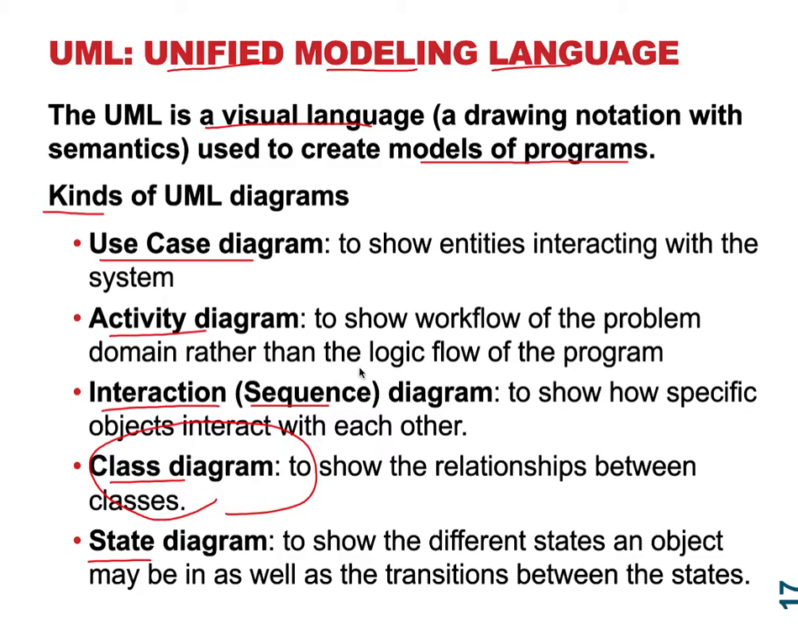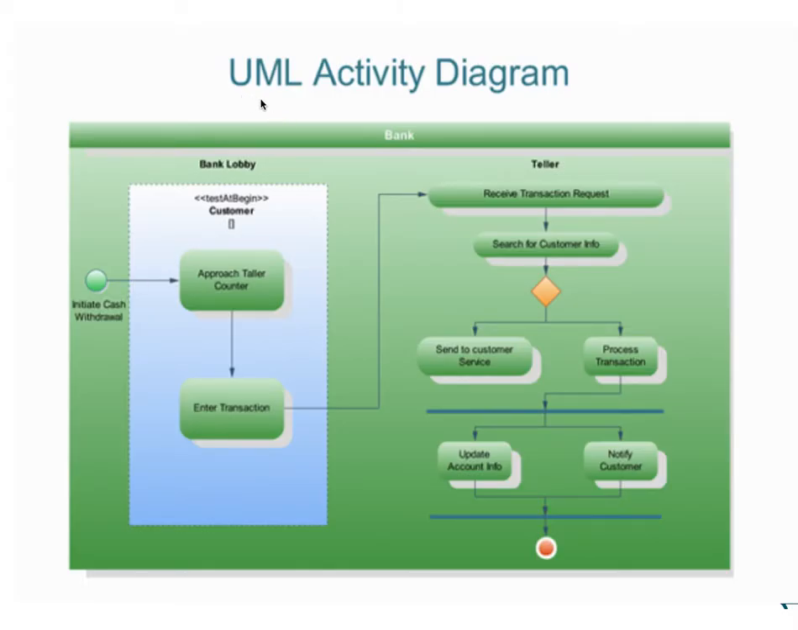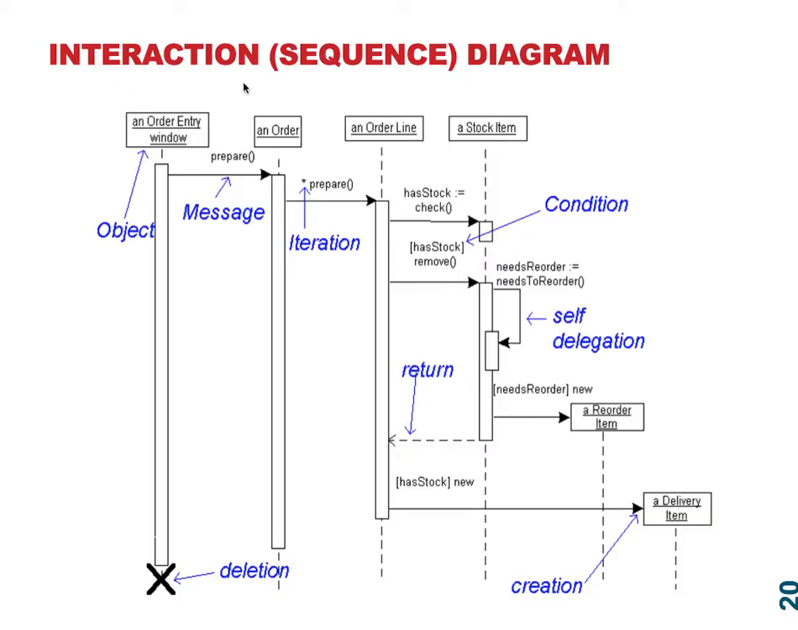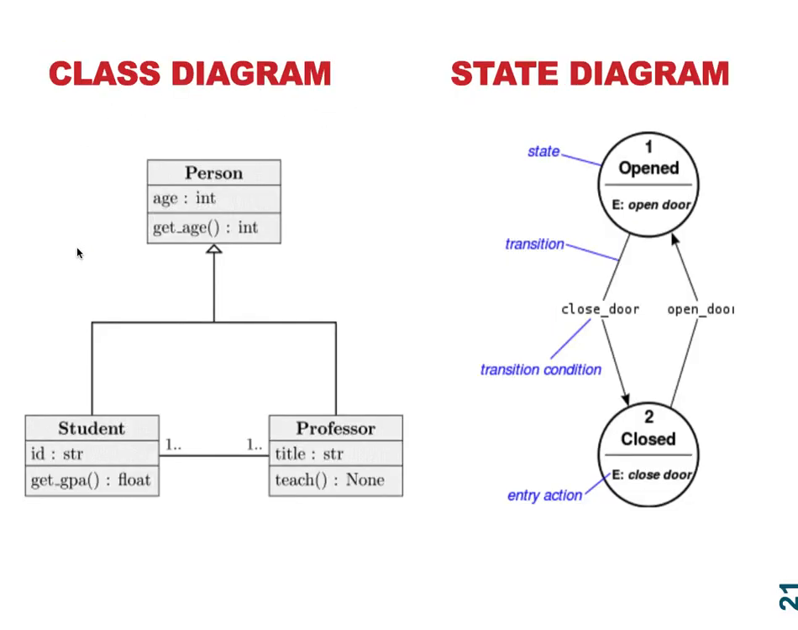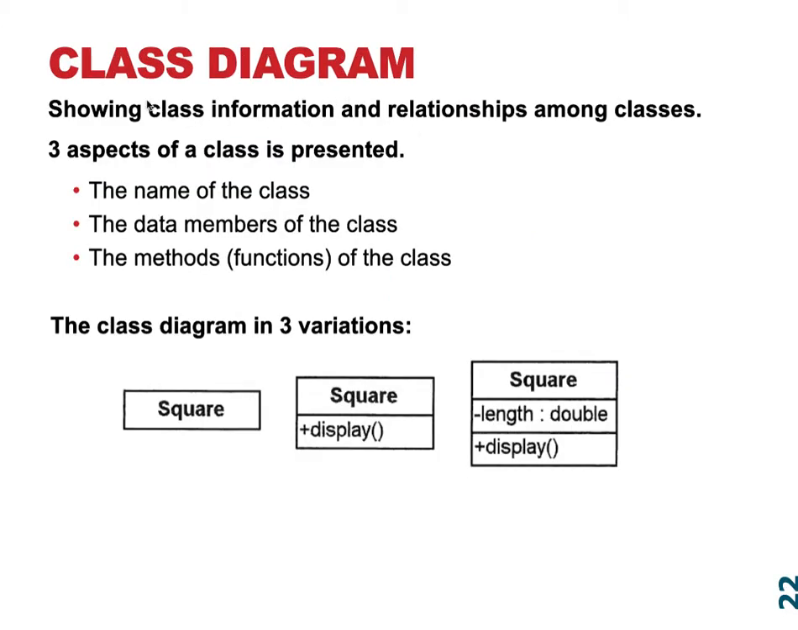class diagrams. Here is an example of a use case diagram, and this is an activity diagram, and this is a sequence diagram or interaction diagram. This is a class diagram we are going to study in detail, and this is a state diagram. A state diagram is actually the same as a state transition diagram in sequential circuit design in the logic design or computer organization class. Class diagram shows class information and the relationships among classes. That's its purpose.